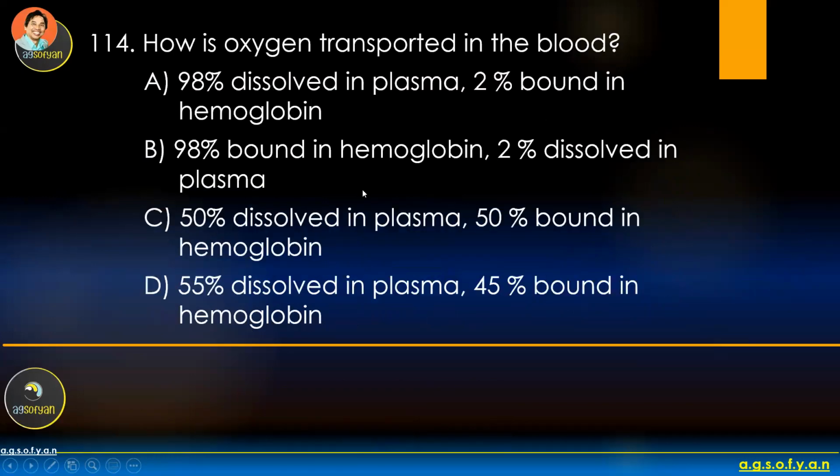How is oxygen transported in the blood? Remember, oxygen is carried by hemoglobin. So mostly, 98%, will be in the hemoglobin. Only 2% is dissolved in the blood plasma.